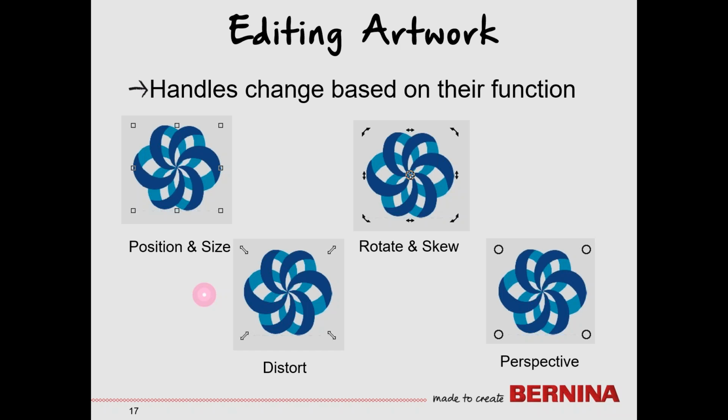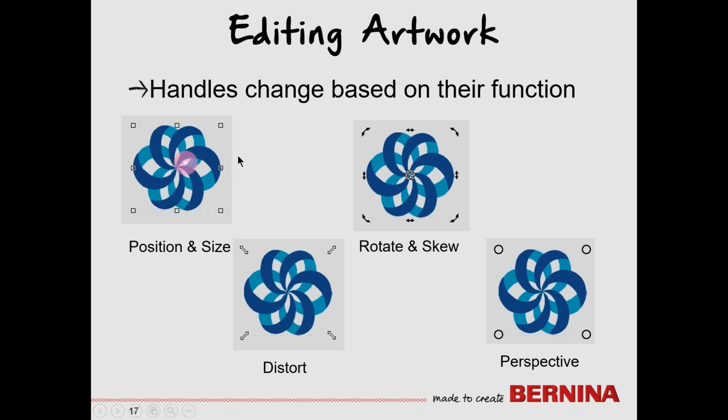Now you can also edit artwork in Corel PHOTO-PAINT, and the handles are going to change based on their function. This should look familiar to you. The squares can be used to resize an image, and the corner control handles will resize an image proportionately. The ones on the bottom and top or either side will resize disproportionately.